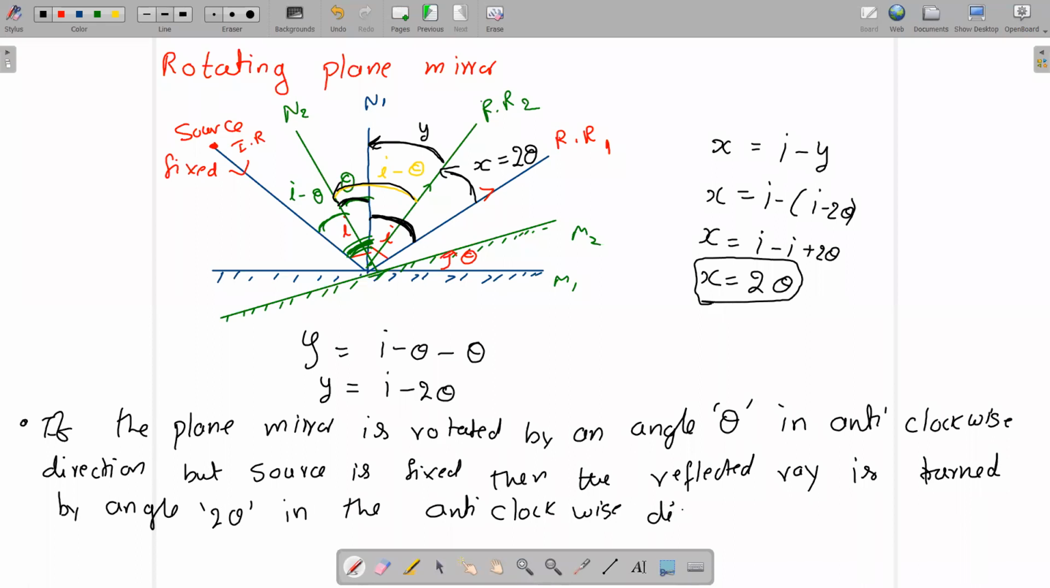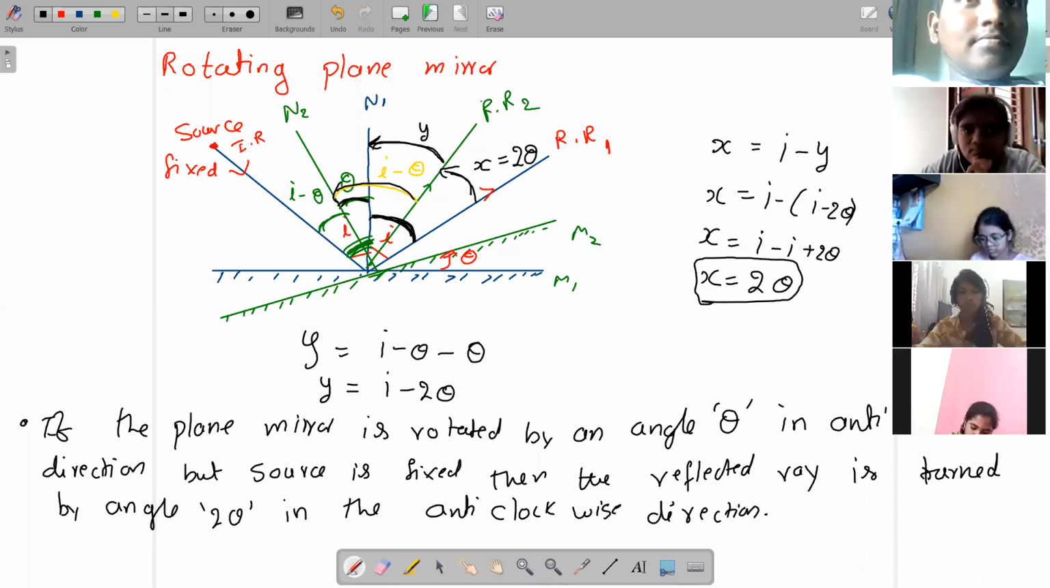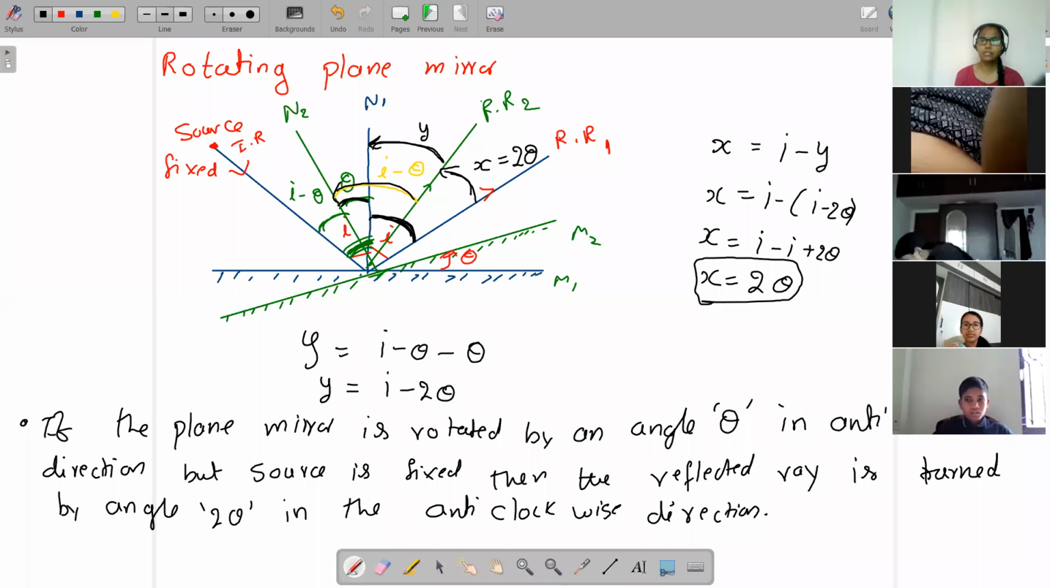Say children, nobody will ask you to find this derivation. Remember only one thing: when the mirror is rotated by an angle theta, the reflected ray will rotate by 2 theta in the anti-clockwise direction. That is what you need to remember, children. Nobody will ask you to calculate the derivation, it is a little higher topic. If you're not able to derive, no issues with it. Remember only the 2 key points here.